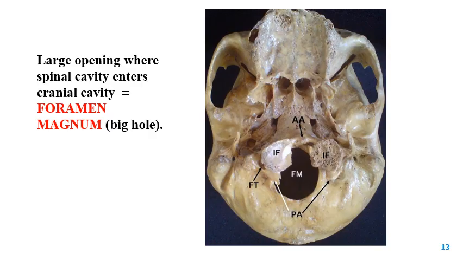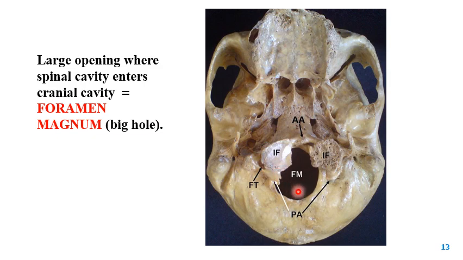All right, so let's look at other features here of the head. Okay, the big opening right there. Okay, this very, very big opening is called the foramen magnum. Magnum for big, foramen for hole. So the name of this thing is really the big hole, right?